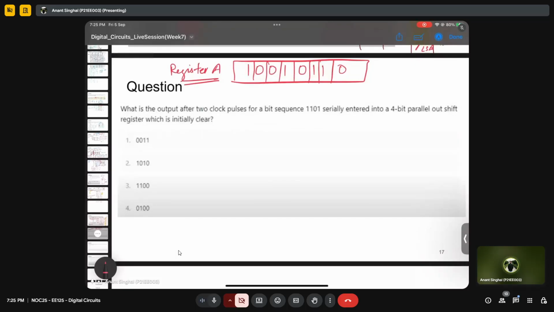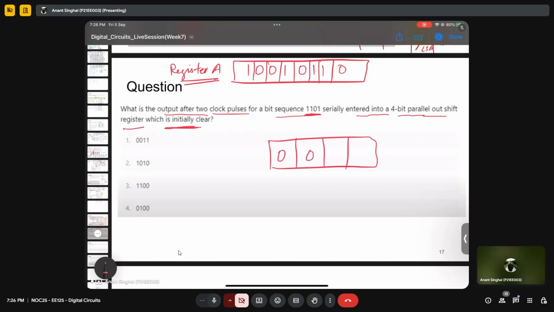It says, what is the output after 2 clock pulses for a bit sequence 1101 sequentially entered in a 4-bit parallel out shift register, and it is initially clear. So you see, we have a 4-bit shift register. Basically every box is a flip-flop, as we have already made those circuits. I'm not making it now. I hope it is quite well understood. So it says we are sequentially feeding this 1101, right?